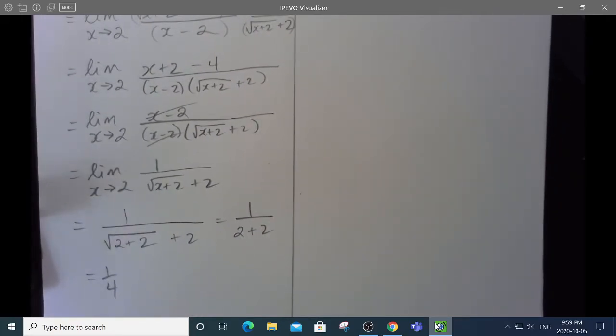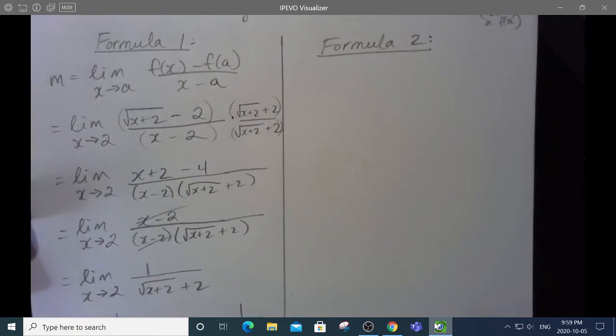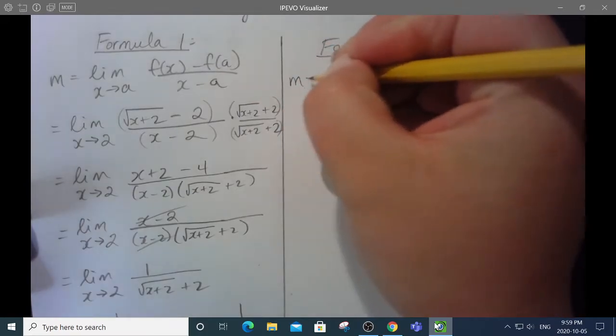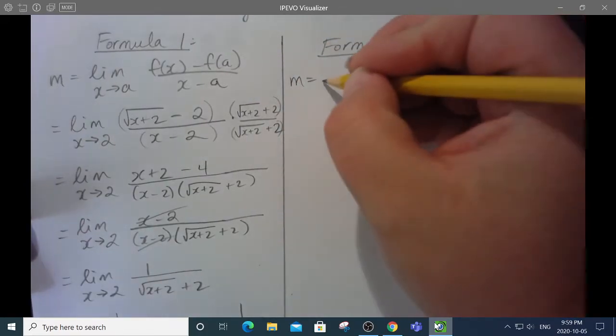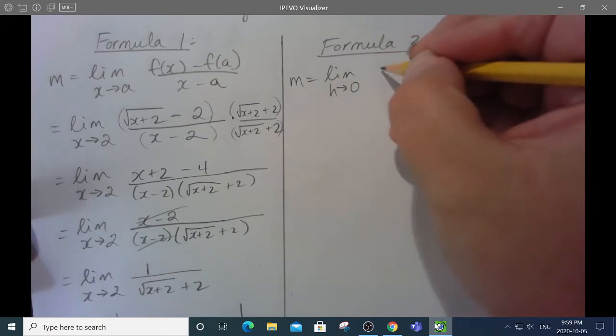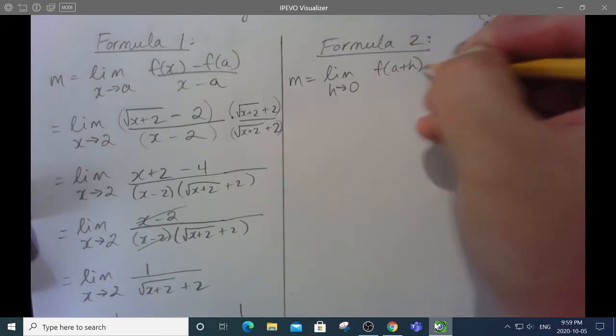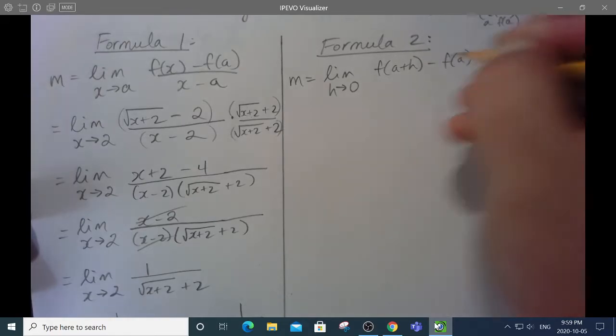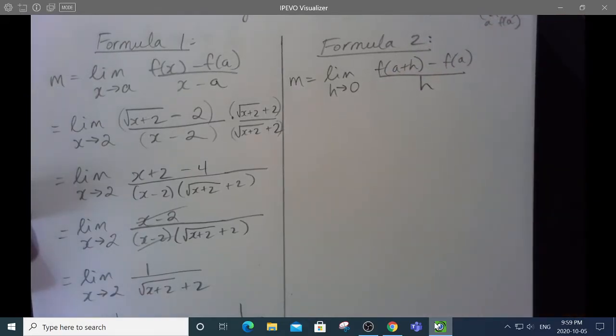Okay, so there it is using Formula 1. Let me sharpen my pencil a little bit here. Now I want to do Formula 2, so let's go back to the start. Formula 2 is when you find the slope using the property that it's the limit as h approaches 0 of f of a plus h minus f of a all over h.